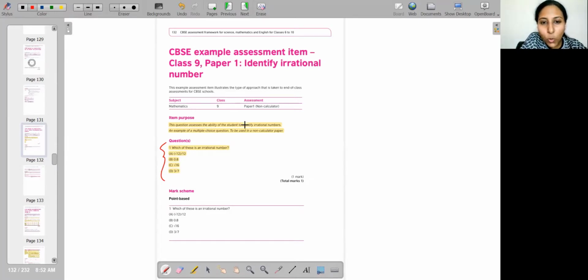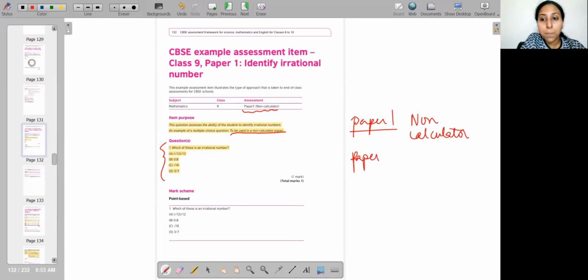Now, an important thing to note here is they have mentioned that this is in paper 1, which is non-calculator based, to be used in the non-calculator paper. That means the British Council is now recommending having 2 papers for each subject. There could be paper 1, which is non-calculator based, and you could have a paper 2. Paper 2 would be calculator based. So this is a welcome change.